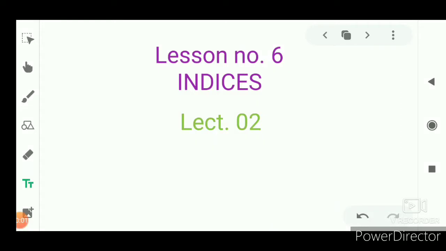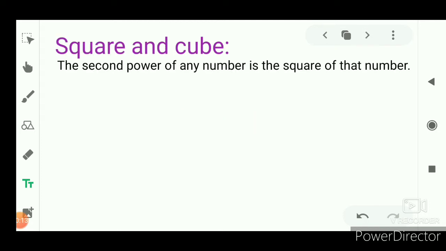Assalamu alaikum dear students. In the previous lecture, we have seen the introduction of indices. Hope you have understood the basic introduction of indices and what the indices mean. Now, in this video, let's move on to the advanced level of indices, that is square and cube.